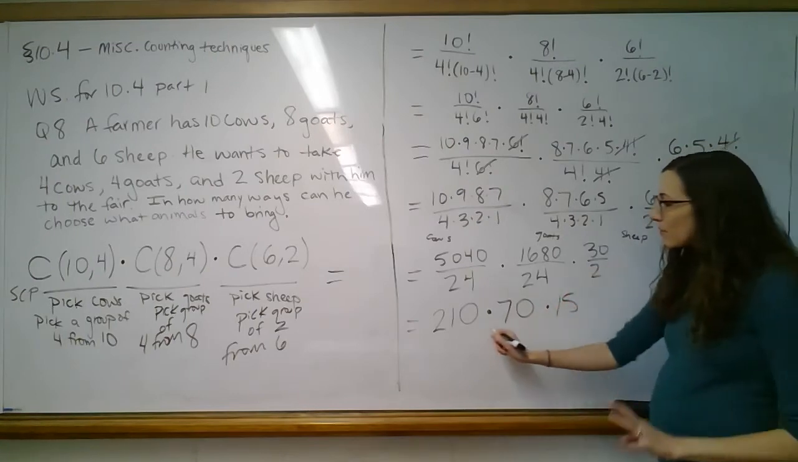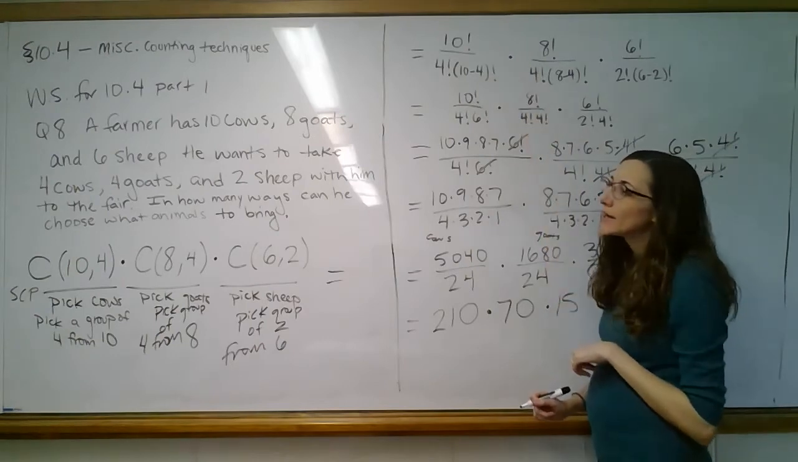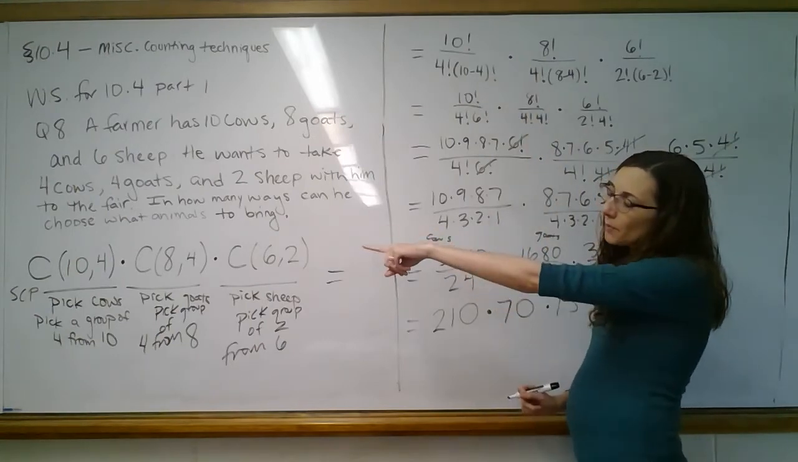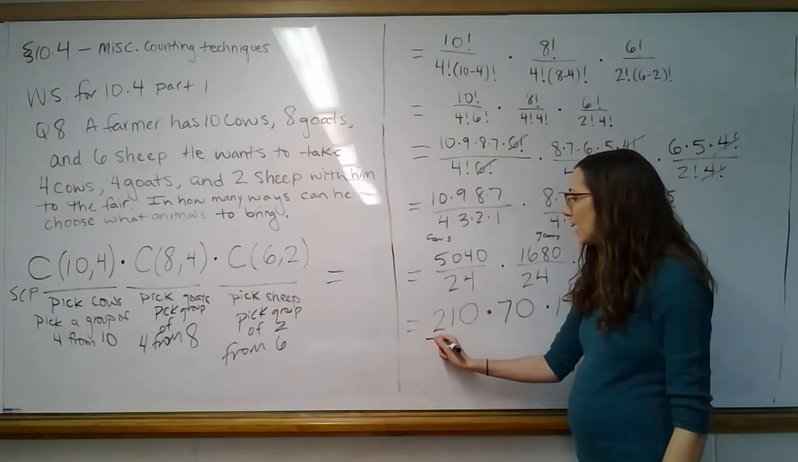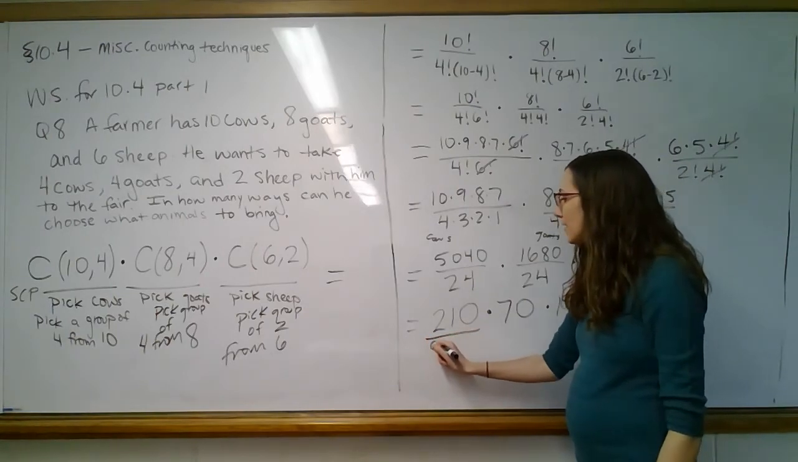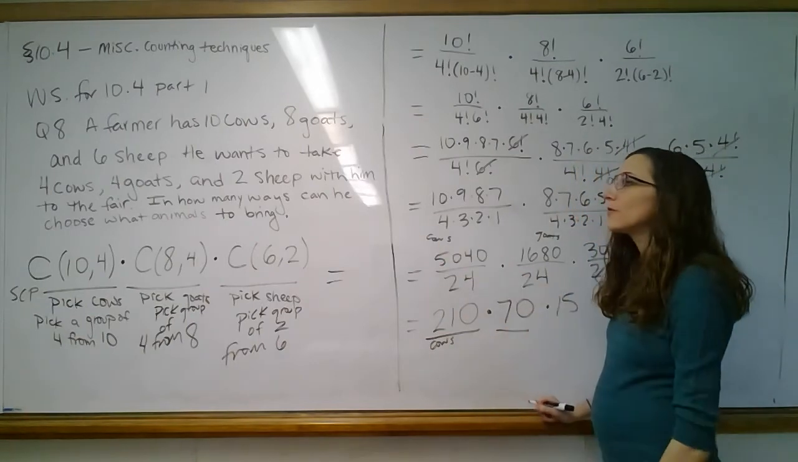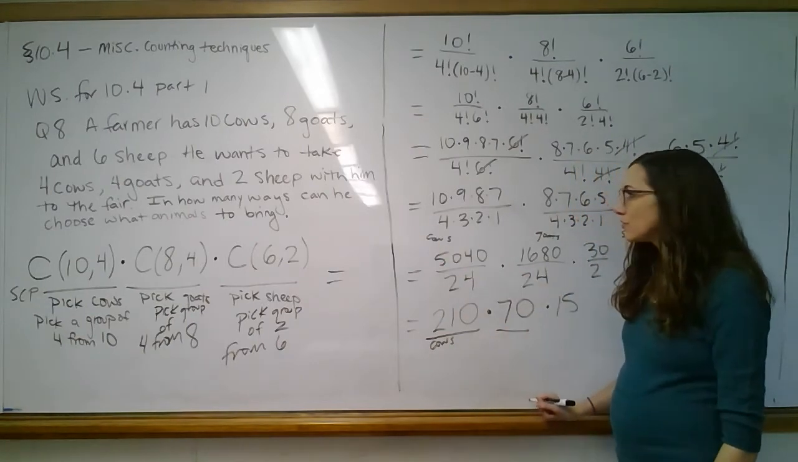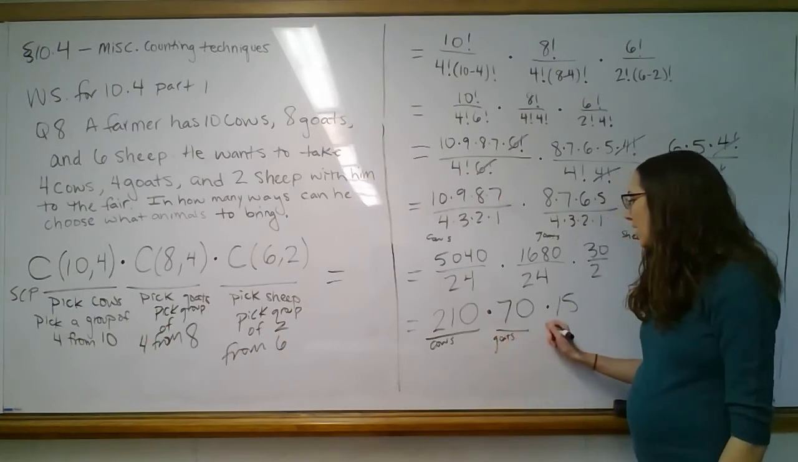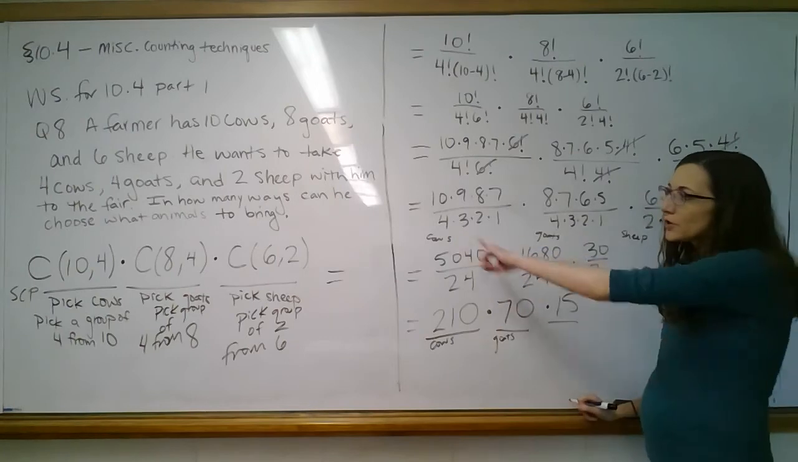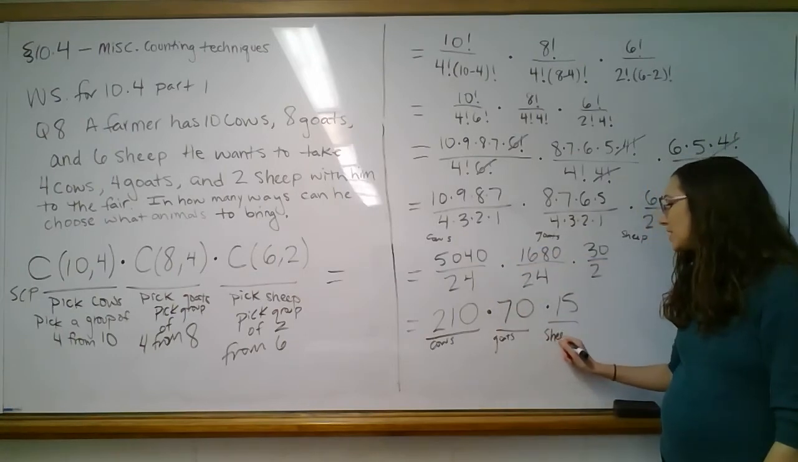And again, remember, if you had done all of this separately, like 10 choose 4, so the combinations of 10 things picking 4 separately, you would have found 210. And then we're basically putting it back in that blank for the cows. You'd find 70 for the combination of 8 choosing 4 things. You'd put that back in for the goats. And then for the combination of 6 picking 2, you put that back in for the sheep.